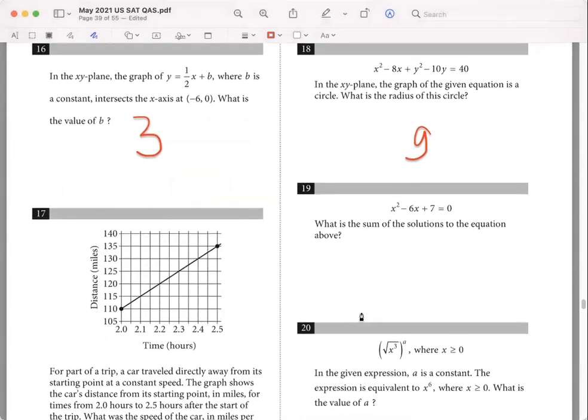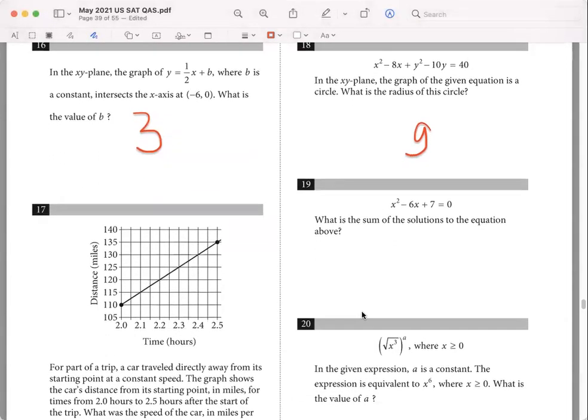Okay. What is the sum of the solutions to this quadratic? So when we have a quadratic equation, let's say the roots are alpha and beta, the sum of the roots is minus b by a, where b is the coefficient of the x term and a is the coefficient of the x squared term. So this is just 6.